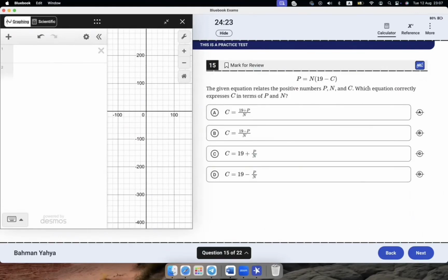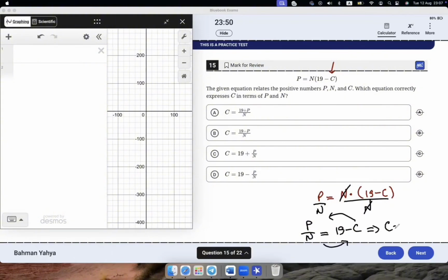We have a formula. They say which equation correctly expresses C. Okay, guys, to find C here, what we will do first, let's divide both sides. It's like P is equal to N multiplied by 19 minus C, right? Can we just divide both sides by N? Of course, yes. So N's gone. Here you get P divided by N is equal to 19 minus C. So I get C is equal to 19 minus P over N.